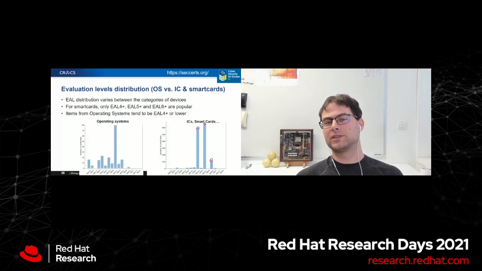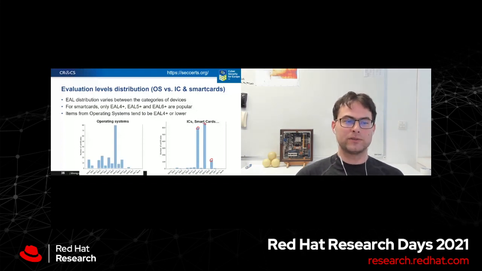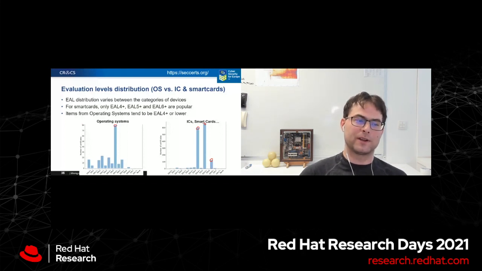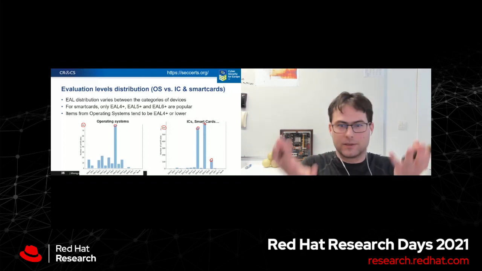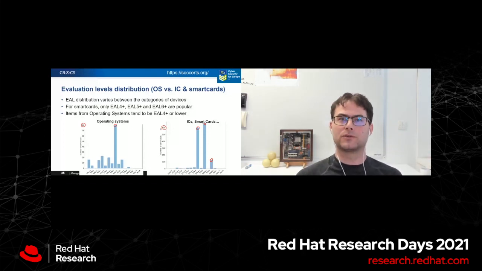So what about the operating systems? You can see that most of them are 4+, but tend to be also lower. And also notice the number of certificates per given level. Here 80 and here 600, so it's an order of magnitude different number. So very few certificates for the operating system category, and they tend to be lower level than for smart card. Makes sense, different types of devices. Again, you can do this for your domain.